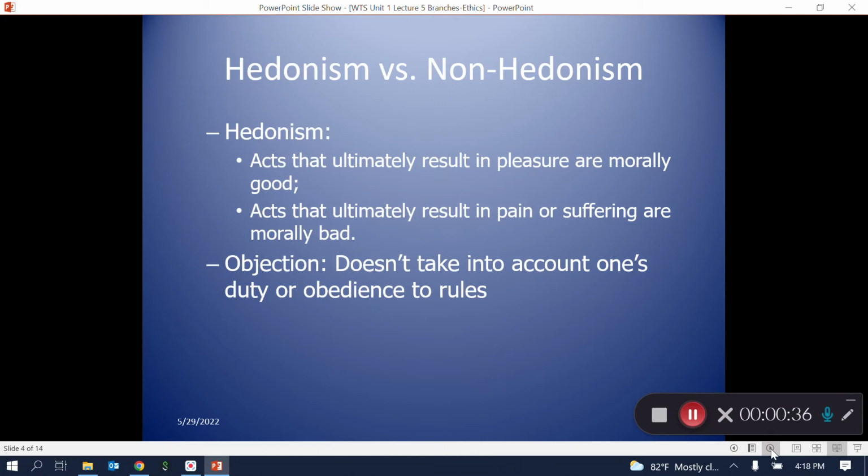The hedonist argues that all acts that ultimately result in pleasure are morally good acts, and all acts that ultimately result in pain or suffering are morally bad acts. The word hedonism comes from the Greek word hedon, meaning pleasure.